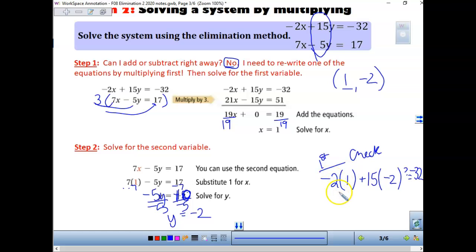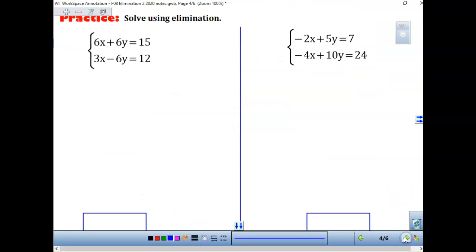So, Cameron, negative 2 times 1 gives us negative 2. 15 times negative 2 gives us, Cameron, negative 30. So negative 2 plus negative 30, that checks. Amy, you with me? Yeah, feeling okay? Okay? So we got to keep looking at this. Please don't do that. Okay? So making sure that we can check it as we are looking at those.